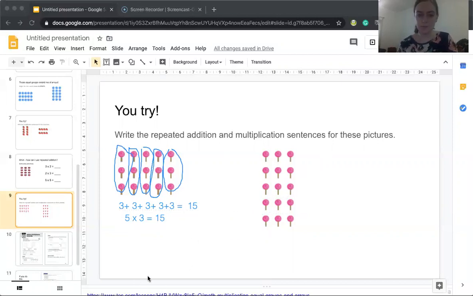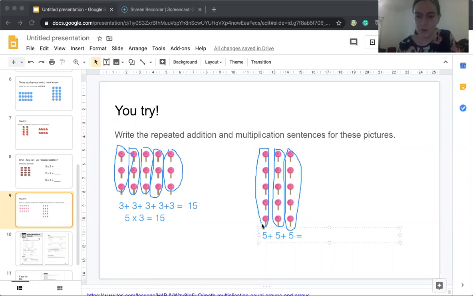Now over here, here are the groups I see. There's a group, there's a group, and there's a group. So once again, let's add these together. I see a group of 5, I see a group of 5, and I see one more group of 5. So 5, 10, 15. And now I can also write my multiplication sentence. I see 1, 2, 3 groups. There's my multiplication symbol. And in each group I have 5, so my answer is 15. So there is my repeated addition sentence and my multiplication sentence.